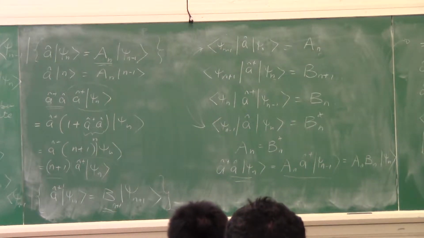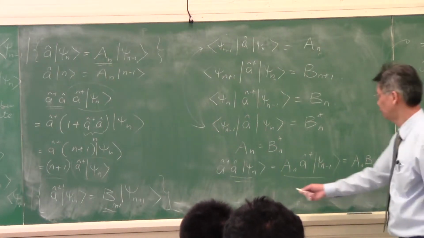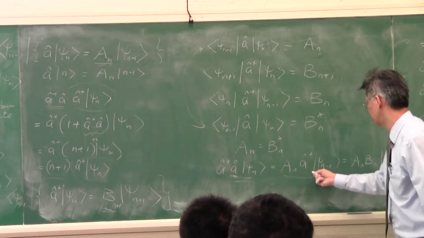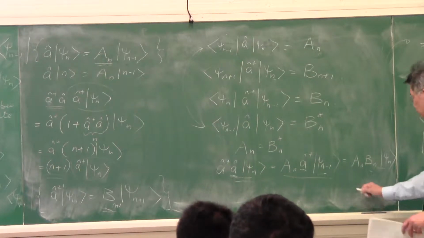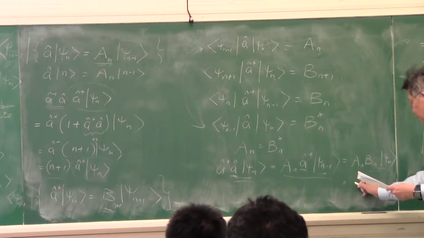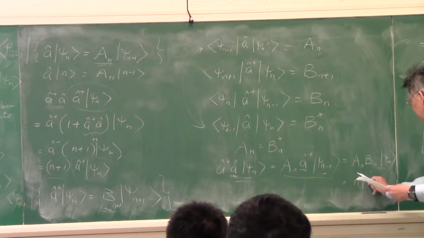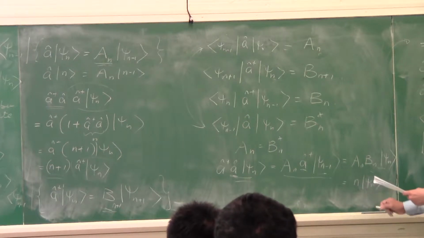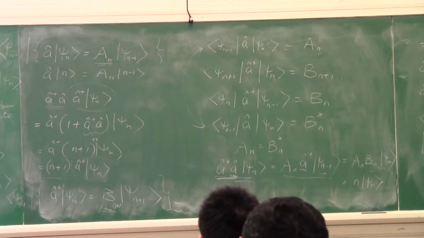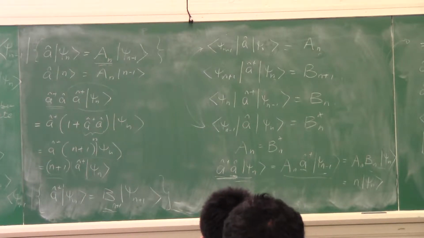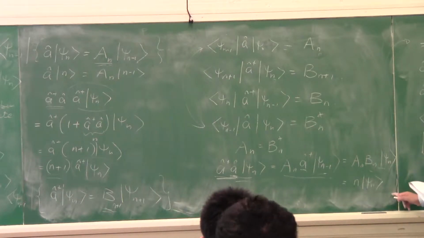Okay, this must be true, because I just use the lowering property of this to get the first one, and then use the raising operator of this to get the second one. But this must be equal to n psi n, because this is a number operator. Okay, number operator operating on a number state just gives me this one.